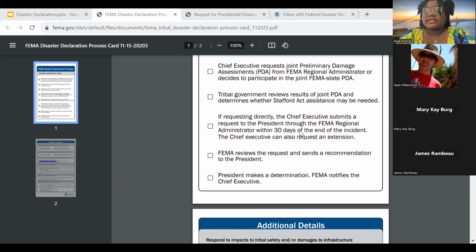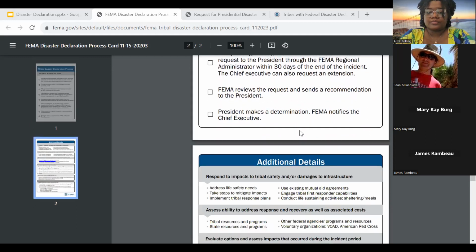FEMA then reviews these requests and sends a recommendation to the president and his staff, and then the president makes a determination, which FEMA will then send back, that notification along with the aid to the individuals.